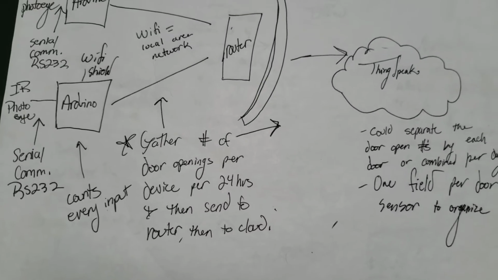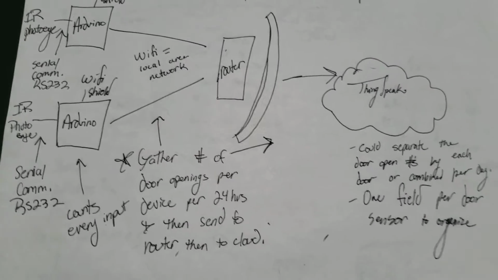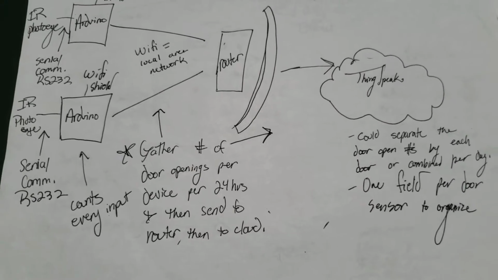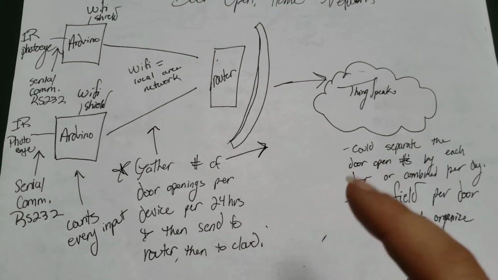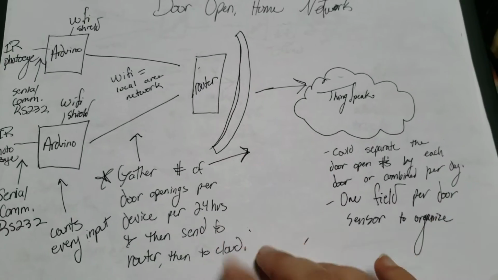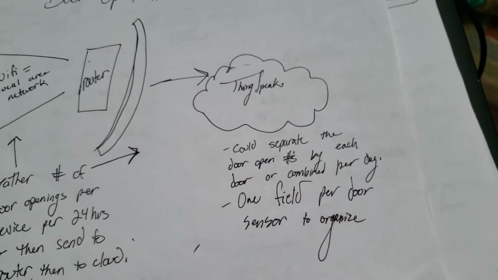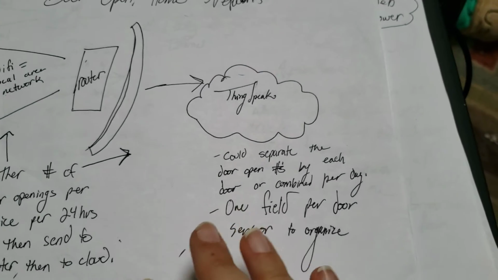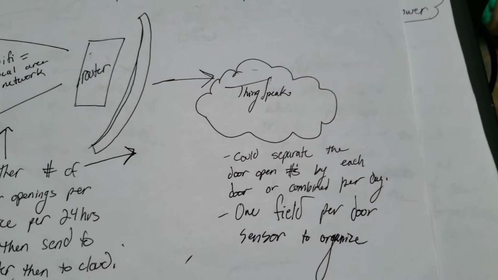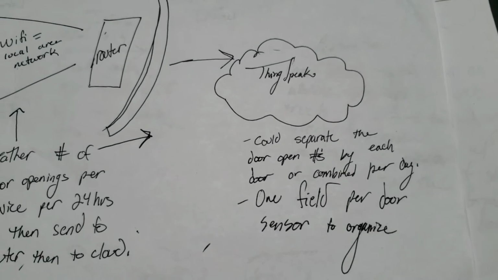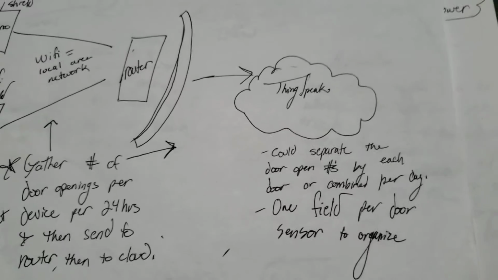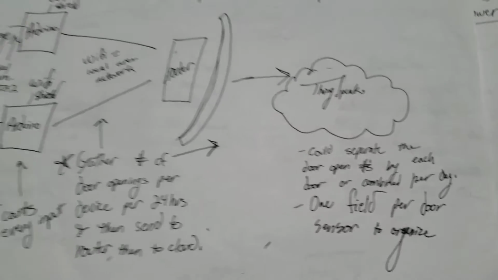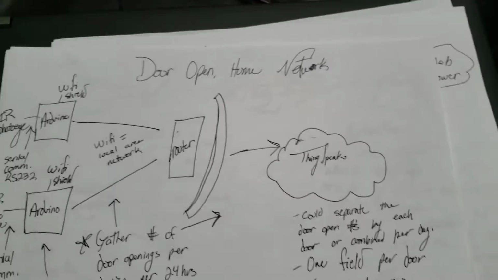They will gather the number of door openings per every 24 hours and then send that package to the router, and then the router will send that package to our cloud here. And then based off this information, it could be further organized by each day or by door, and that's how it can be organized.